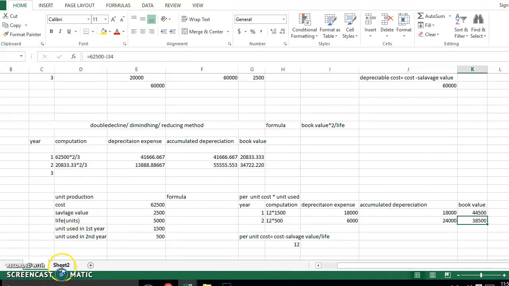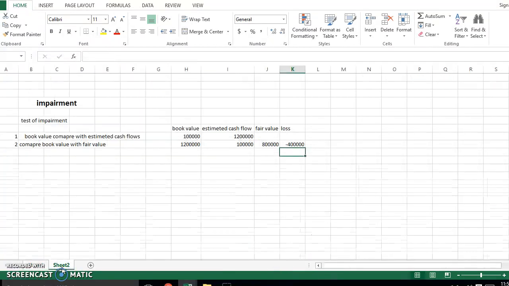Now we will move toward the test of impairment. In the test of impairment, there are two steps. First is the test of impairment, and the second is the loss calculation. If we are successful in the first step, we will move towards the second step. For example, if we have a book value and the estimated cash flows, if the book value becomes greater than the estimated cash flow, it means the test is successful, otherwise unsuccessful.